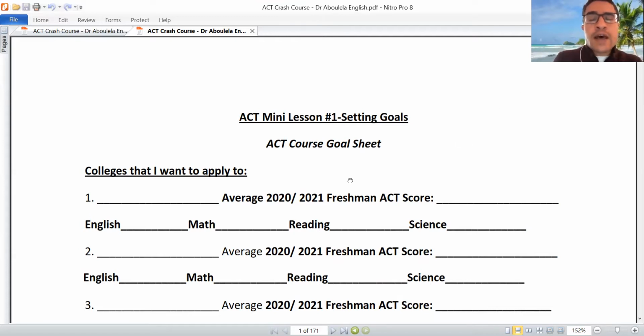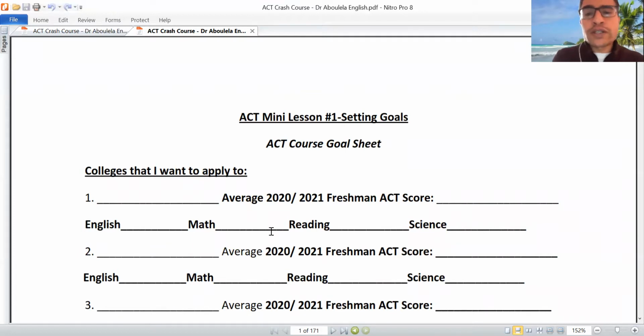This is an introductory lesson in which I'm going to explain why the ACT is very important for you if you are in a high school in Egypt, in an American diploma high school, if you are planning to apply for university in Egypt or outside Egypt.